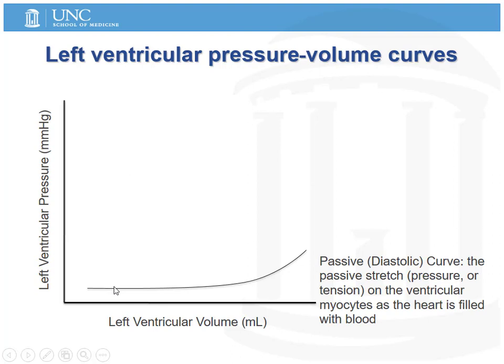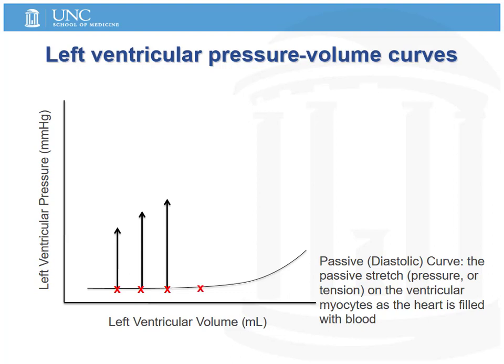So if the left ventricle is filled to this volume at the end of diastole, and then the heart was made to contract to reach its maximum contractile force or its maximum tension, it would reach some pressure here. And if that volume was increased and the heart was made to contract again, it would reach a higher pressure here. So as the end diastolic volume increases, the maximum pressure generated also increases.